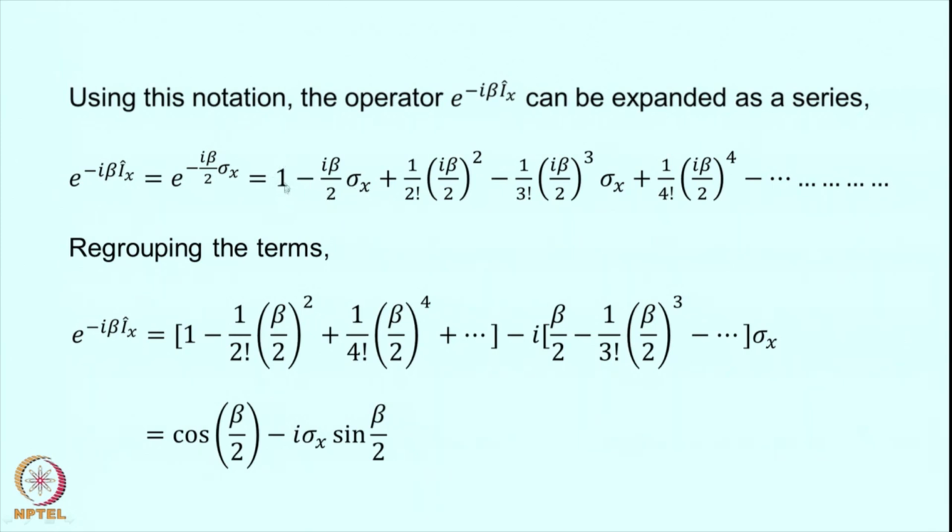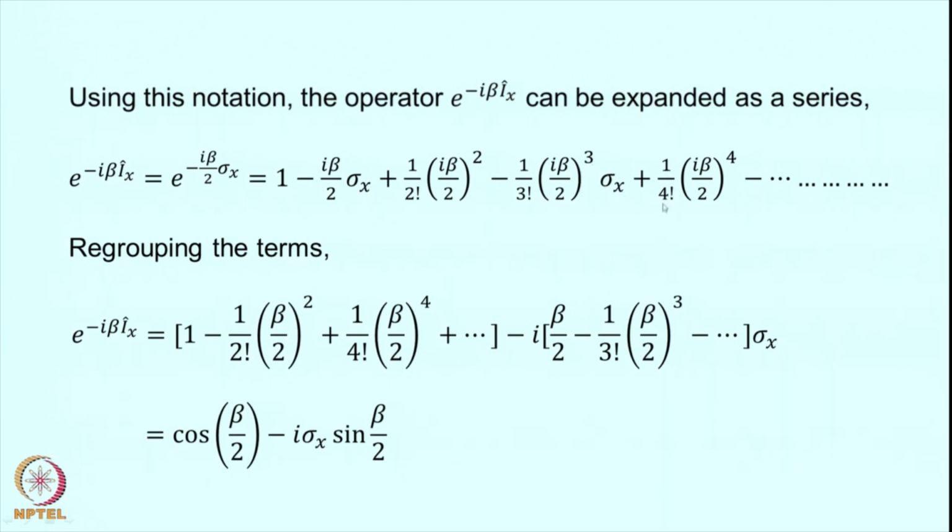Notice here there is a unit matrix. Then you have the sigma x matrix, and here what we will have? Sigma x squared, i beta by 2 whole squared, and sigma x squared is a unit matrix because we have seen that earlier, right? And this is minus 1 by 3 factorial, i beta by 2 to the power 3, and this will be sigma x cubed. But sigma x cubed is sigma x squared into sigma x, and sigma x squared is unity. Although the explicit unit matrix is not written here, it is there, remember this, okay.